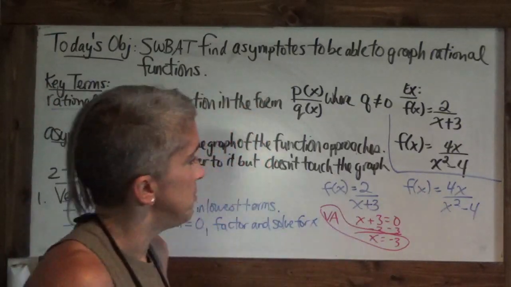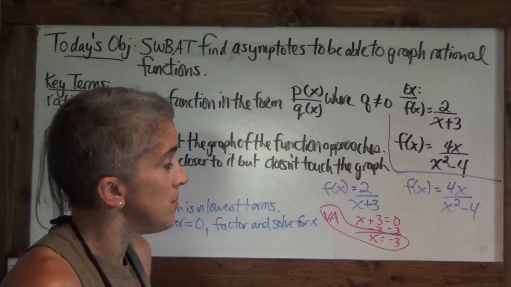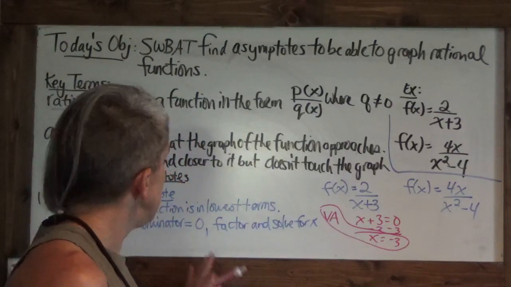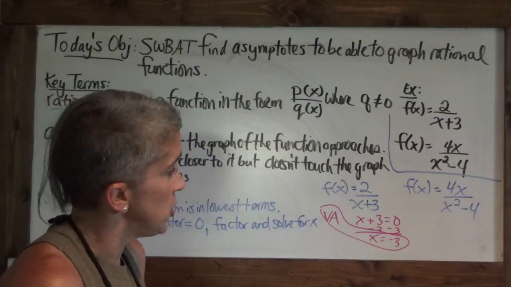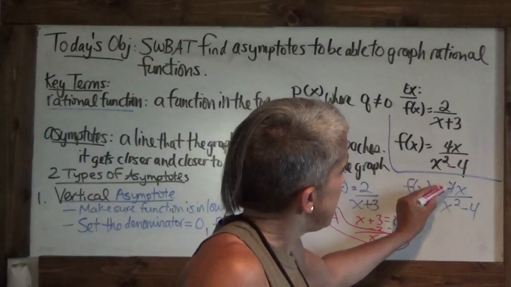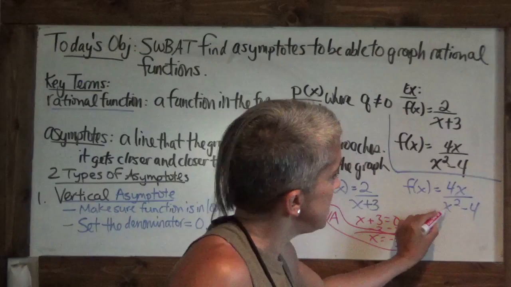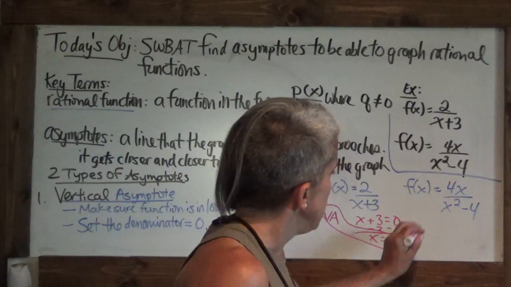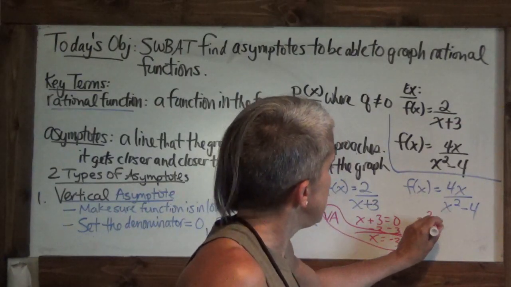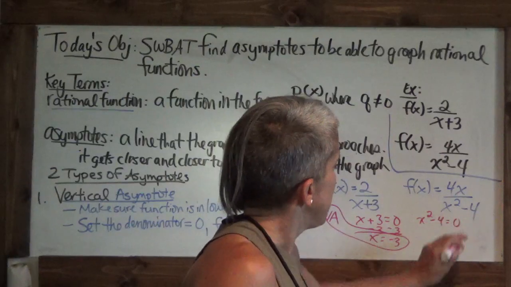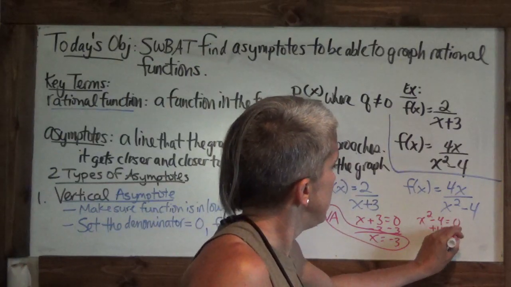Okay, second example, 4x over x squared minus 4. This one also, we're going to find our vertical asymptote. Can't cancel anything here because the 4 is attached with the minus here. Can't cancel this with this again because of the minus. So we're going to make our denominator equal to 0 and solve this one for x.